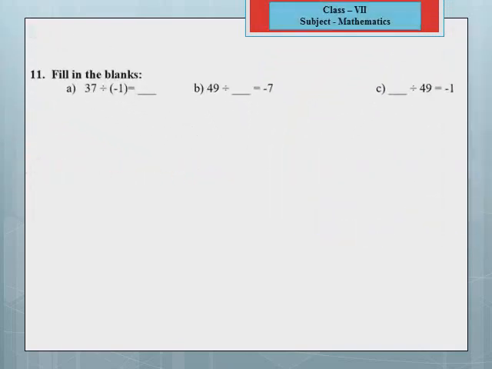Fill in the blanks. Minus 37 divided by minus 1. 37 divided by 1 you will get 37, and since one is positive, another is negative, the answer will be minus 37. 49 divided by 7 you will get 7, and here is a minus sign, so the blank will be minus 7. Minus 49 divided by 49 you will get minus 1.